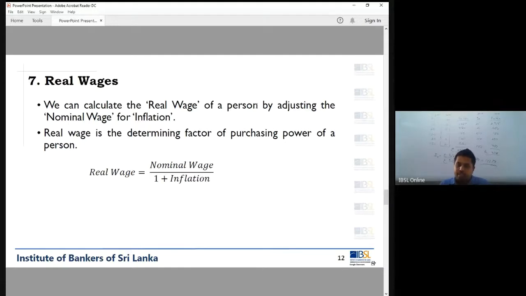Let's say, for an instance, your nominal wage is 100,000 and inflation is 5%. Then, in that instance, we are looking at a real wage of 100,000 divided by 1 plus inflation, which is 5%, which shall give you a value of 95,238 as the real wage of a particular person in that month. Okay. Why is this important?